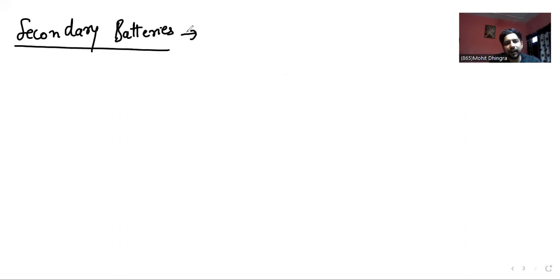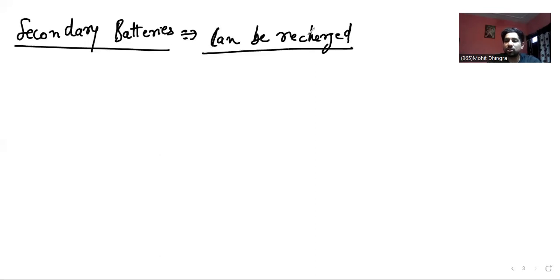Now we have to discuss the secondary batteries. Secondary batteries can be recharged. For example, the batteries of mobile phones can be recharged again and again when they get discharged. They can be recharged by passing electric current.